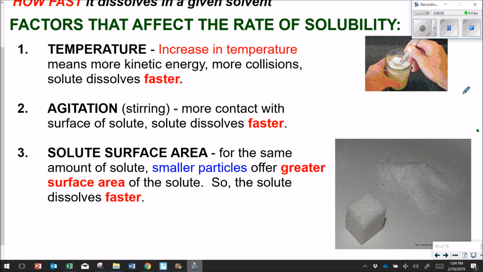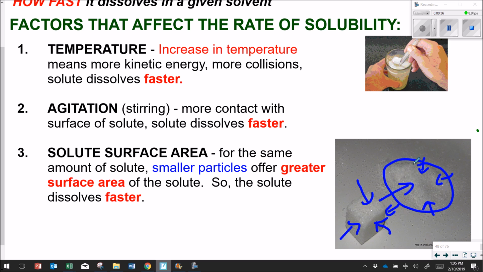The third factor is surface area. For the same amount of solute, small particles will have a greater surface area for the solvent to reach, and this will lead to faster dissolving. So if we look at this picture, the large sugar cube has 6 sides for the solvent to reach the sugar cube. I'm showing you 4. But if I take this very same sugar cube and I crush it into thousands of little pieces over here, now the solvent can reach in between all these very little pieces, so there is a much bigger surface area with the little pieces for the solvent to reach, and that will dissolve a lot faster.